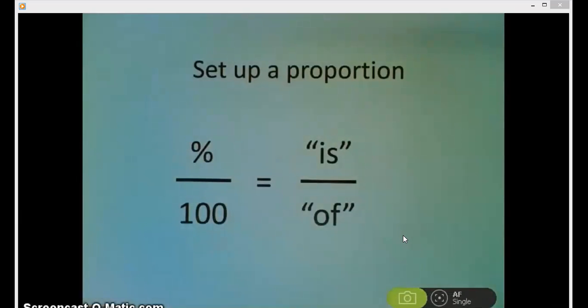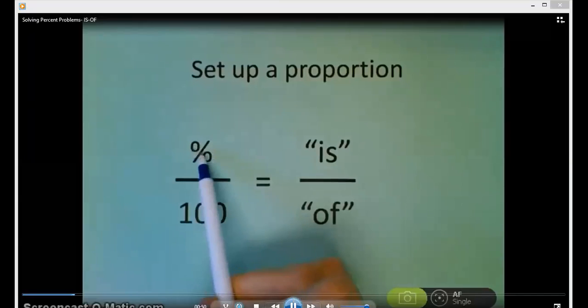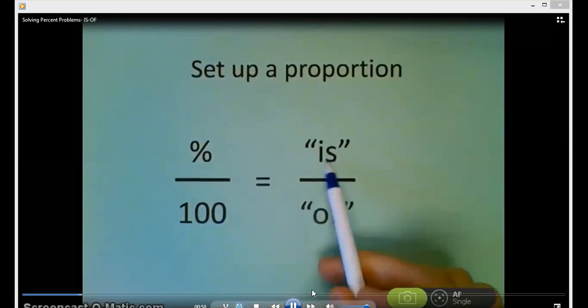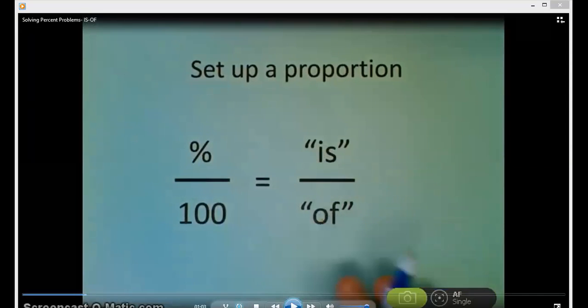You can solve all of these percent problems by setting up a proportion, and it looks like this. You've got the number that you're given for the percent over 100, because that's how percent works. It's out of 100 parts. Then is over of as your other ratio. So in any question, we can change it into proportions. How you will translate the question, please memorize this rule: percent, the number which has a percent sign, over 100 equals is over of.